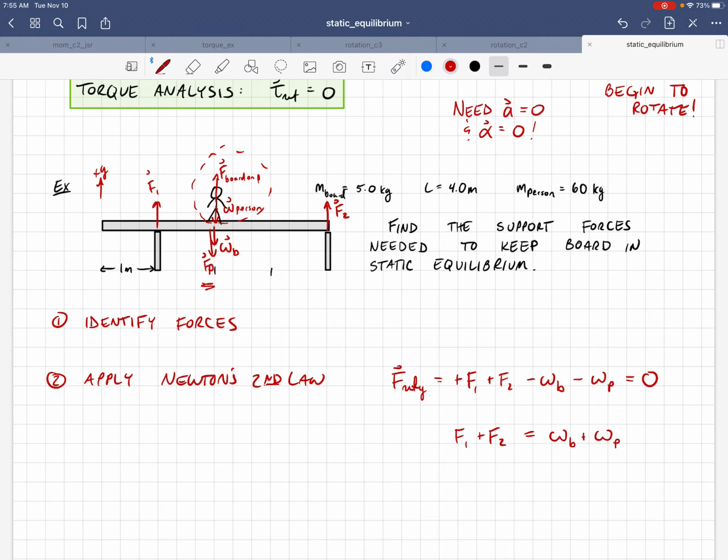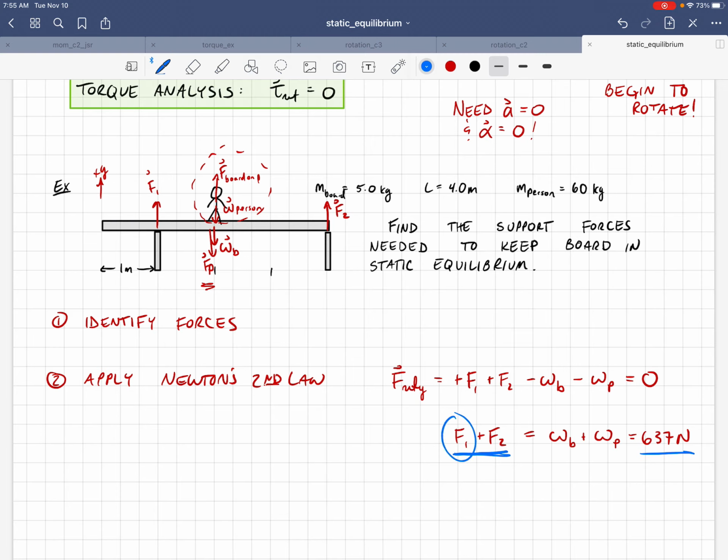So the problem here is that the two forces, F1 and F2, have to add up to 637 newtons, but from this analysis we don't have any sense for how the forces are split up. Is it that 637 newtons of force is F1 and F2 is 0? Is it the other way around? Is it split in half? We have no way to determine that, and so that's where we're going to go and apply our second constraint.